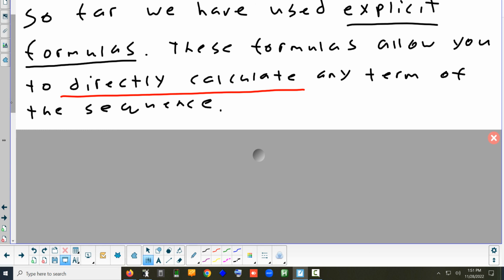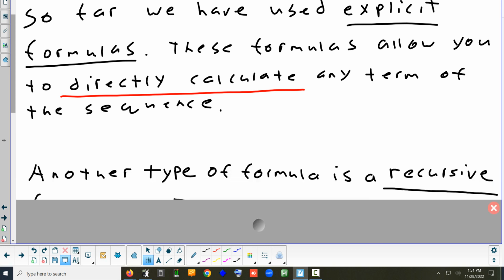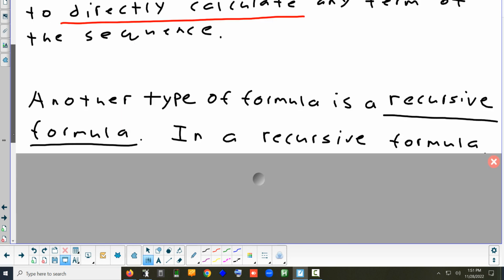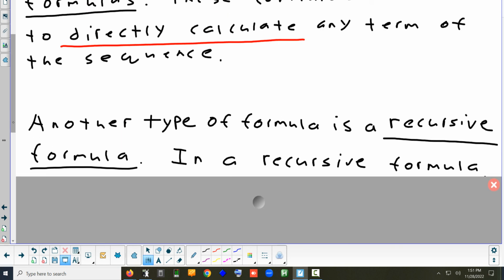Does anybody know the name we use for the type of formula where you do have to find the one before it? It begins with an R. Not a word that comes up in math very often. It's called recursive. So a recursive formula, even though it's easier to find, is not as useful.